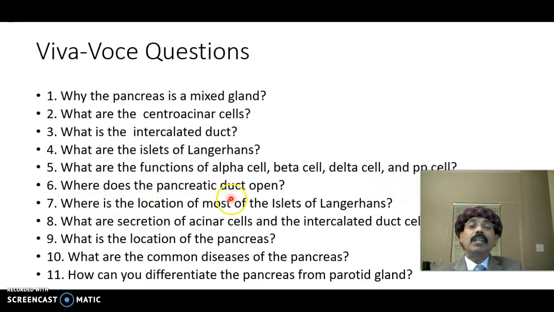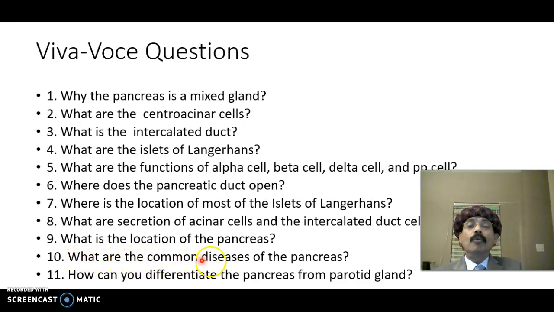Where does the pancreatic duct open? Second part of the duodenum. Where is the location of most of the islets of Langerhans? Tail of the pancreas. What are the secretions of the acinar cell and the intercalated duct cell? The secretion of acinar cells are the enzymes. Intercalated duct cells secrete the bicarbonate. What is the location of the pancreas? In the posterior abdominal wall, retroperitoneally, extending from the second part of the duodenum to the hilum of the spleen.